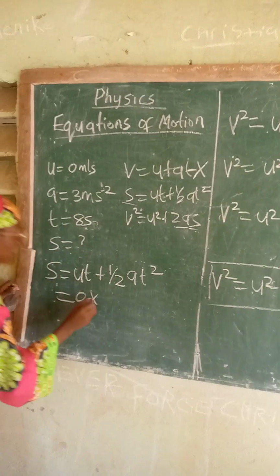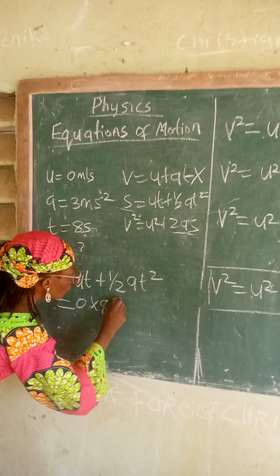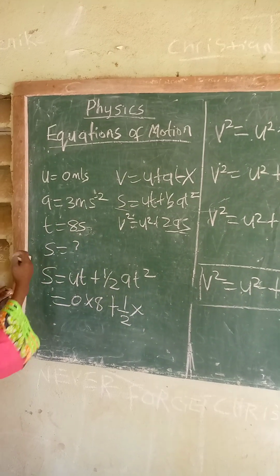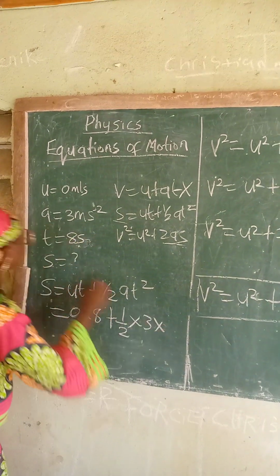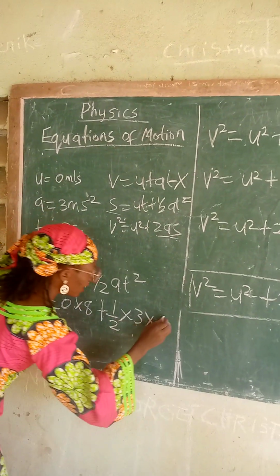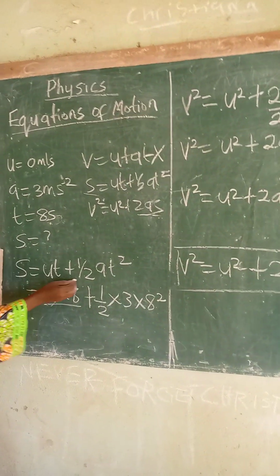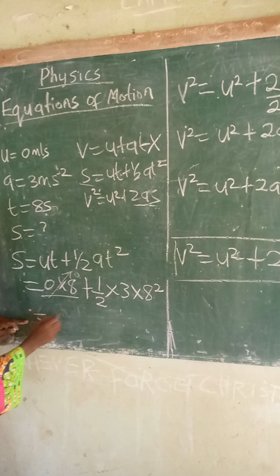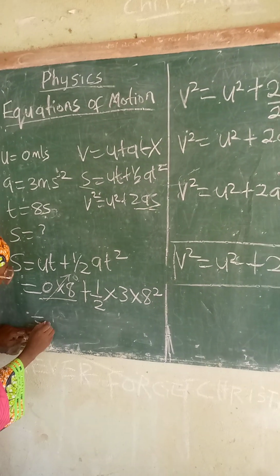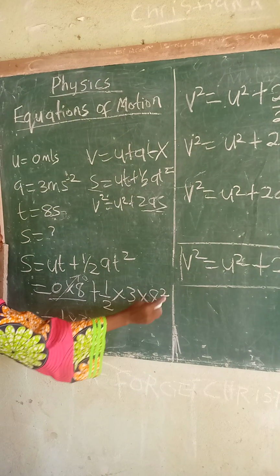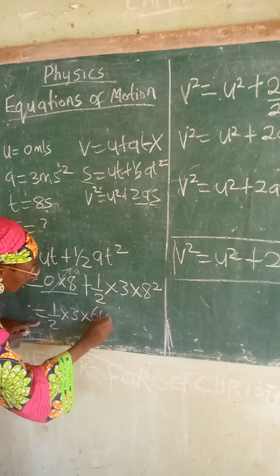the time, which is 8, plus half times A, which is 3, times time. Time is 8, so we have 8 all squared. Of course this first term is going to tend to 0. So we are left with 1 over 2 times 3 times 8 squared, and 8 squared is 64.